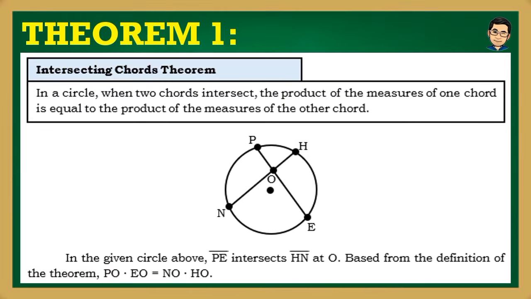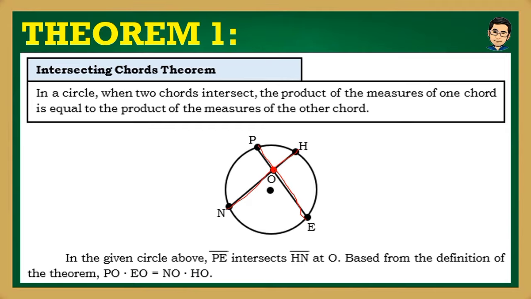Intersecting chords theorem. In a circle, when two chords intersect, the product of the measures of one chord is equal to the product of the measures of the other chord. So yung chords po, part po siya ng circle na makikita lang po sa loob ng circle. Okay, so hindi po siya pwedeng i-draw outside the circle. So meron tayo diyang dalawang chords na nag-intersect. So using the given circle above, line segment PE intersects line segment HN. Since nag-intersect sila, meron silang point of intersection which is point O, yung nasa gitna.